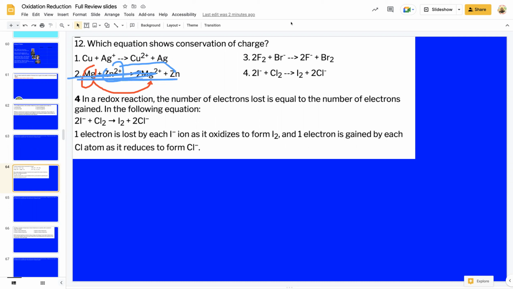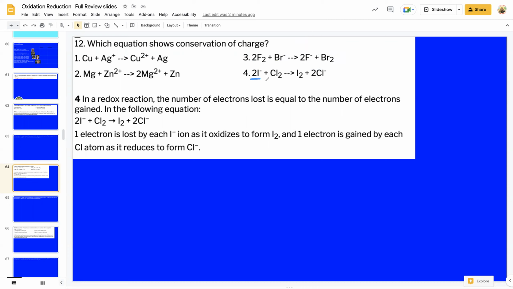That's not conservation. Right, and this one here, I have 2 diatomic fluorine atoms with 2 negative fluorines. So this is gaining 2 electrons. And then, yeah, this is just all wrong. Right, then I have bromine here, going from -1 to 0. So this is losing 1, and that math does not add up. It has to equal each other.